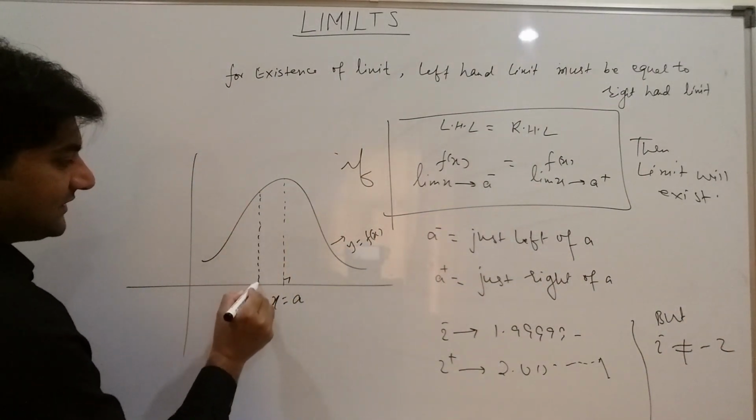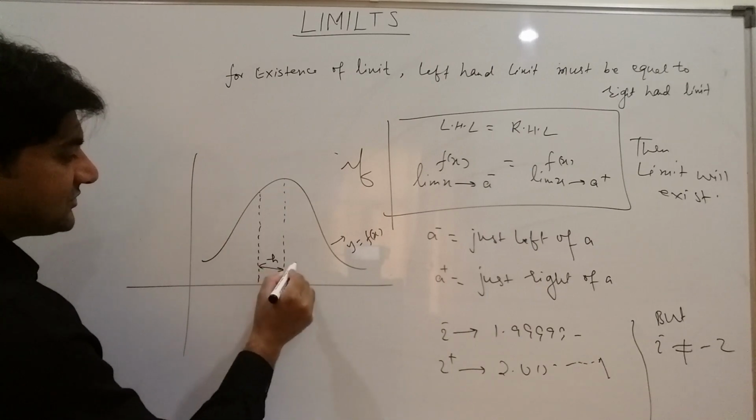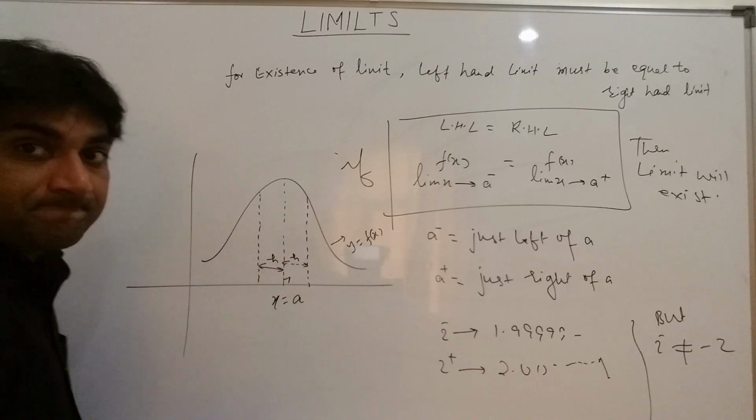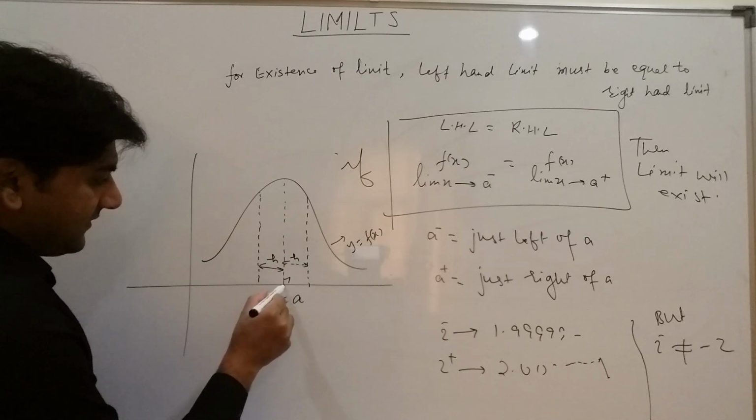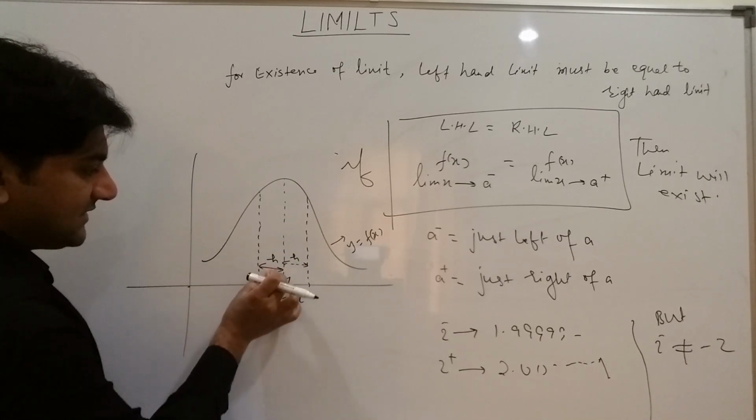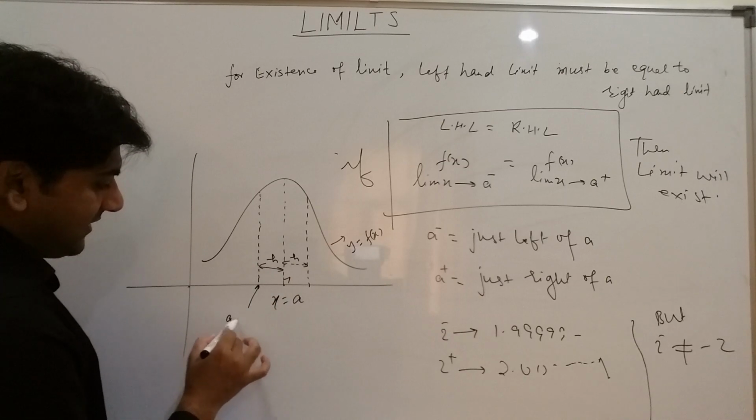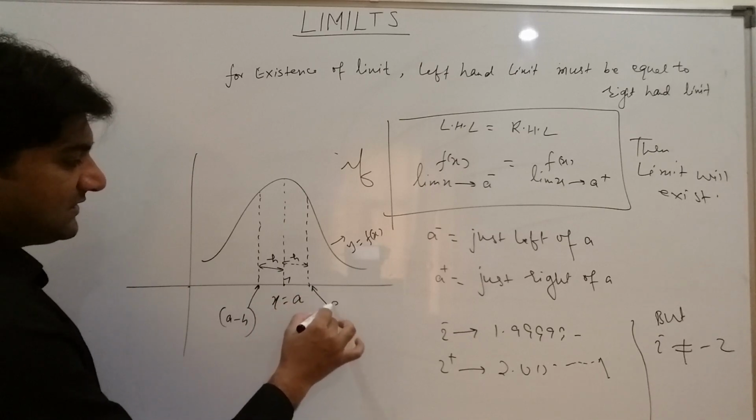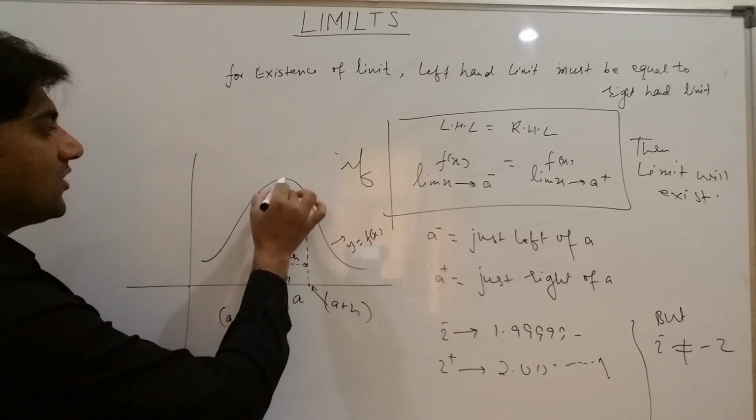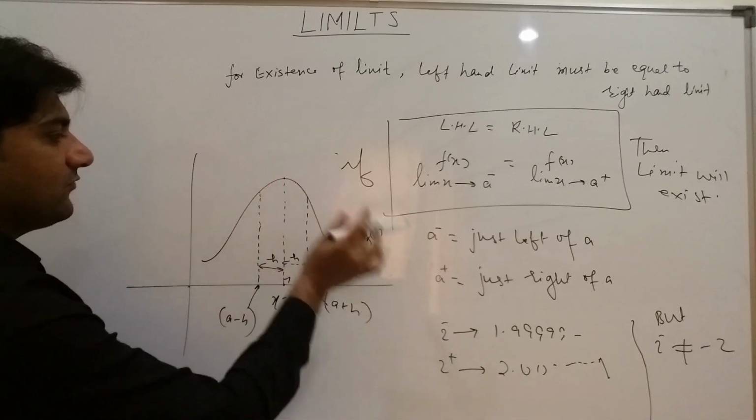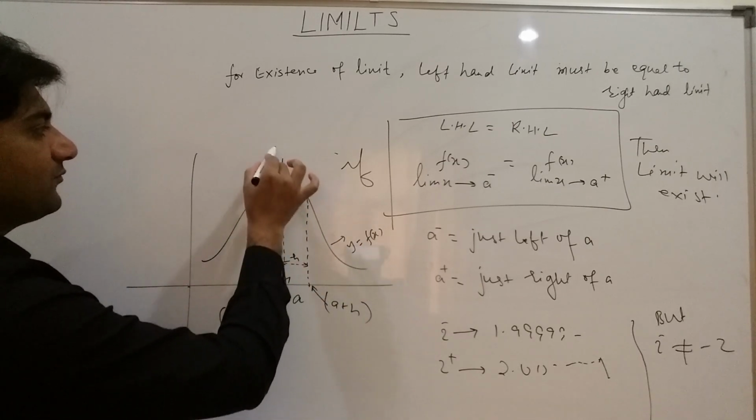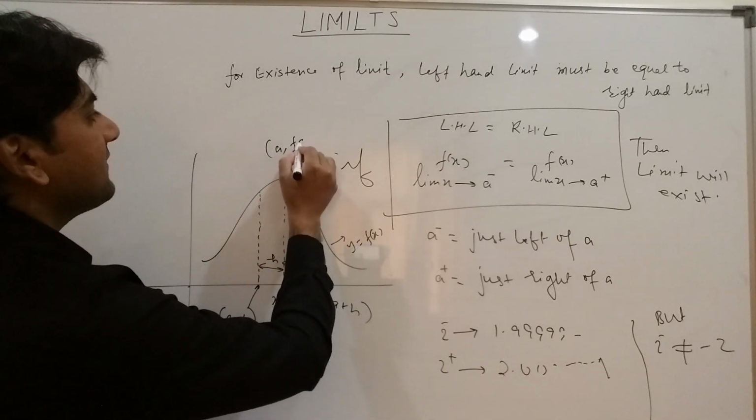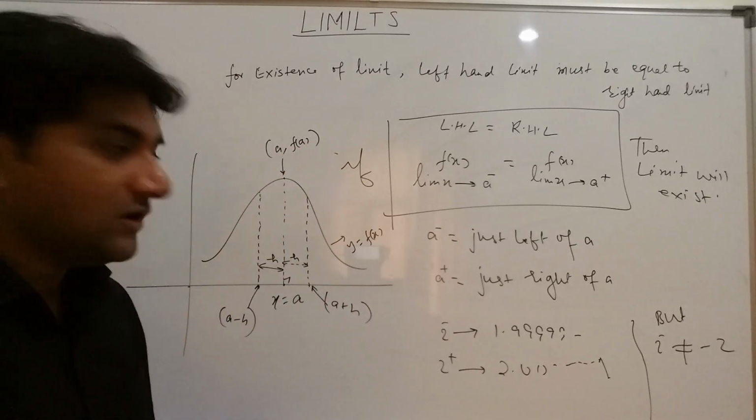I am going to consider this gap as h, and this gap is also h. So this is a, and from here to here the gap is h. It means this point I can write as a minus h. And this is a, then this gap is h, so I can write this point as a plus h. Then if x is a, this coordinate would be f of a. So this is the point a comma f of a.